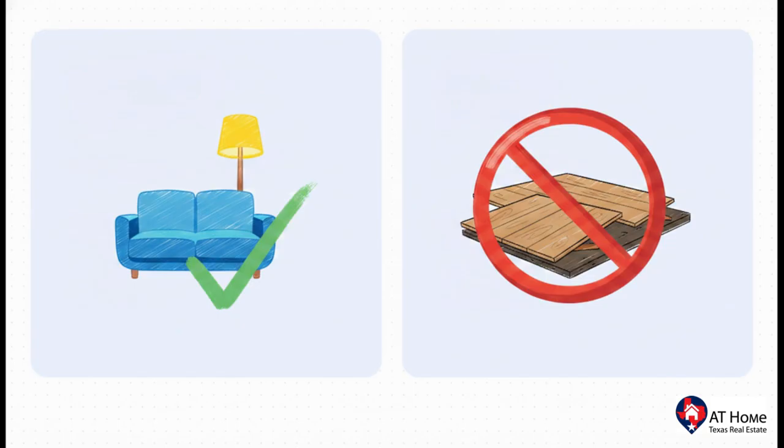So dropping a virtual rug on a concrete floor to show where a cozy seating area could be, totally fine. But using AI to magically turn that concrete floor into polished hardwood? Yeah, that's crossing the line.